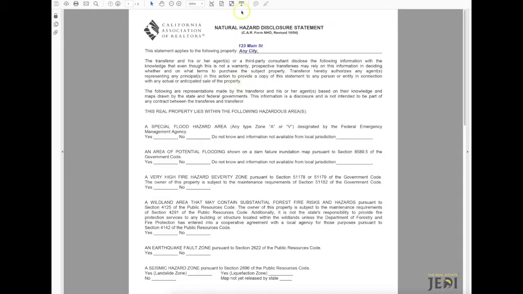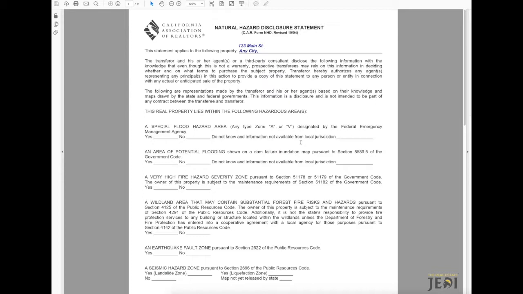Now, the next one, natural hazard disclosure statement. Regarding the natural hazard disclosures, the good thing is you are not an expert in natural hazard history or records or anything like that. I mean, unless you are, but most likely you're not. And this is actually going to be completed by a third party. So NHD reports, natural hazard disclosure reports, are actually completed by third parties that compile the data.